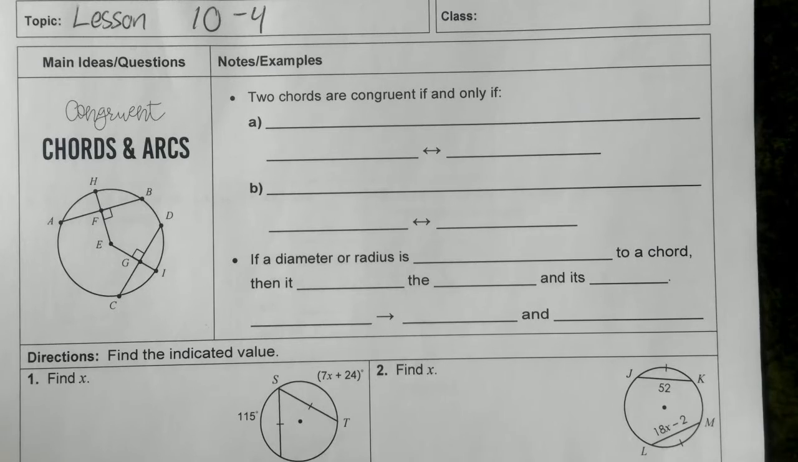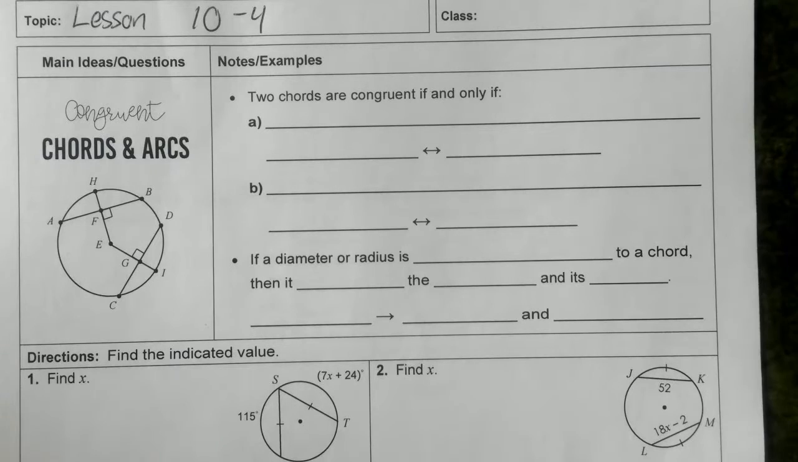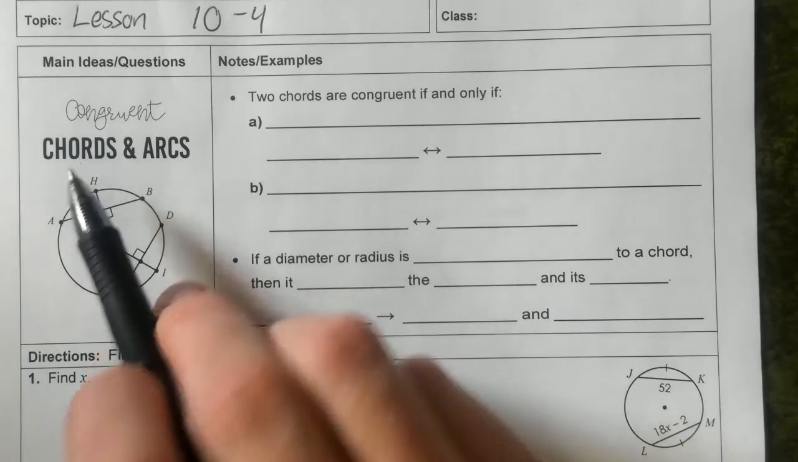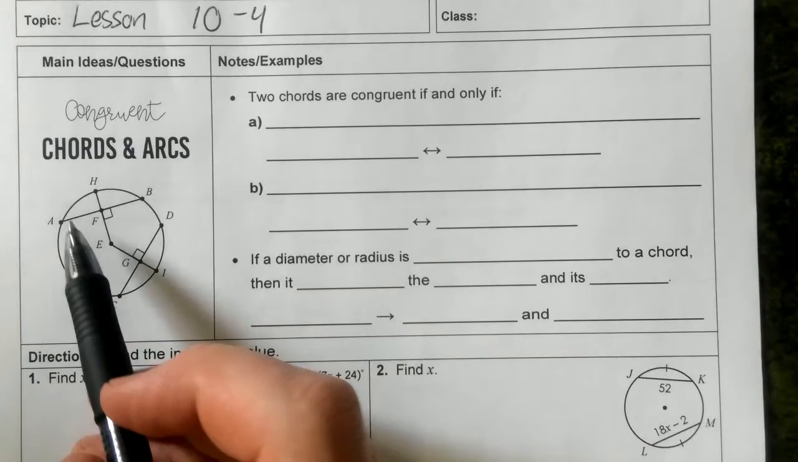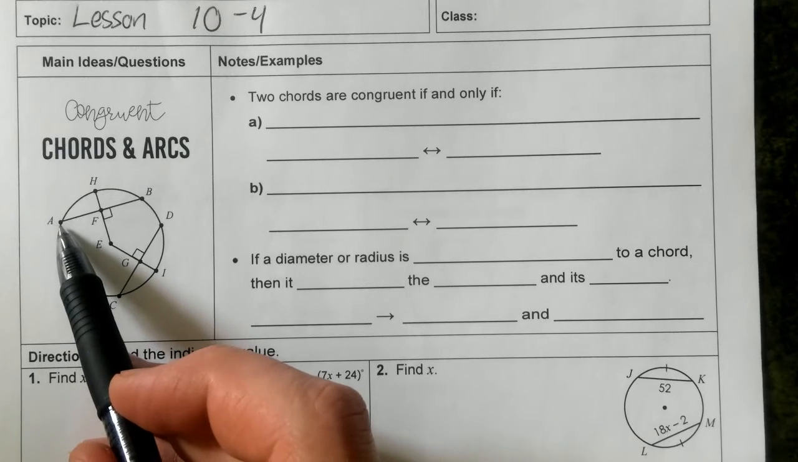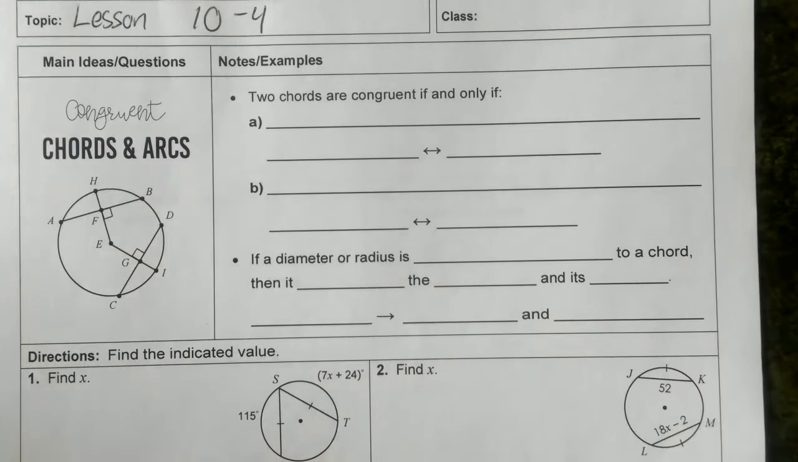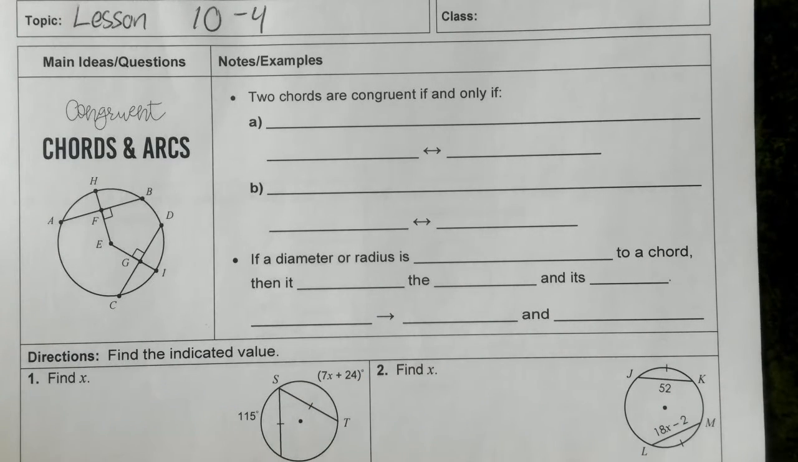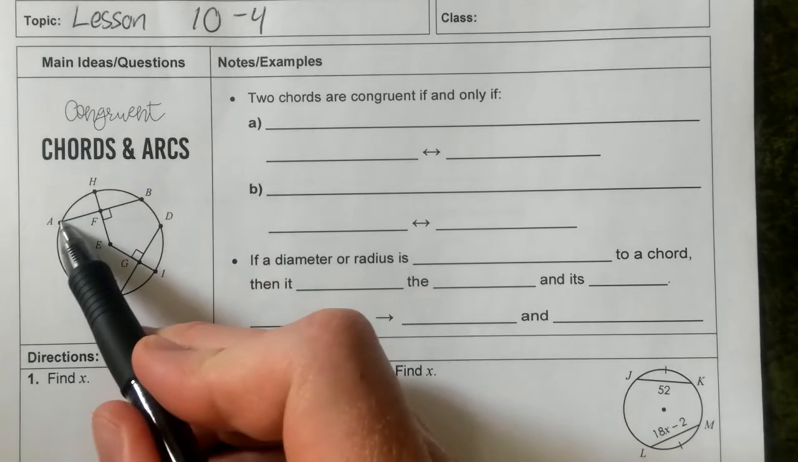Let's get started with chords and arcs. First of all, we've got to remember a couple of definitions from a previous page in packet one. A chord is a segment that has endpoints on the circle. In this example, we have chord AB, because we have endpoints on the circle, A and B, and here's another chord, CD. So there are two chords in this figure. And then an arc is a portion of the circle.